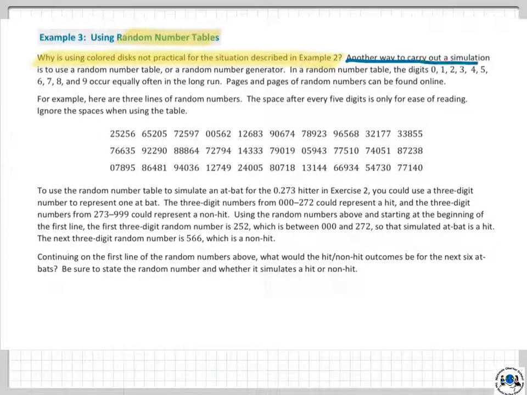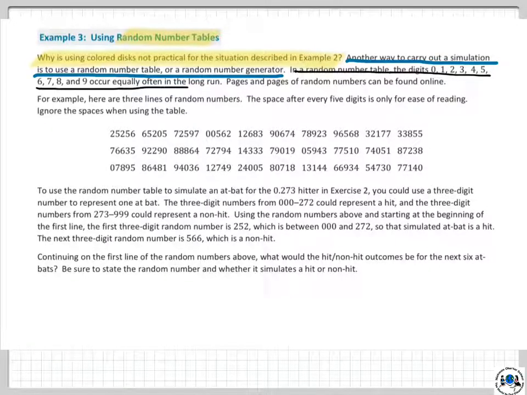Another way to carry out a simulation is to use a random number table or a random number generator. In a random number table, the digits 0, 1, 2, 3, 4, 5, 6, 7, 8, 9 occur equally often in the long run. Pages and pages of random numbers can be found online. For example, here are 3 lines of random numbers.